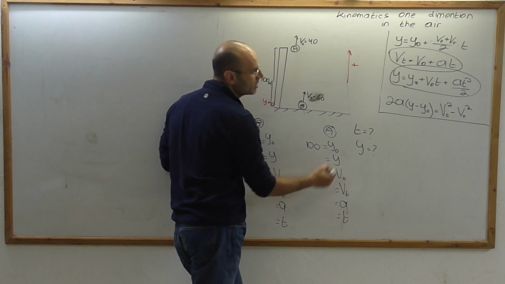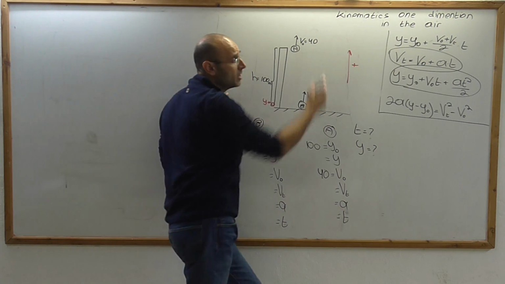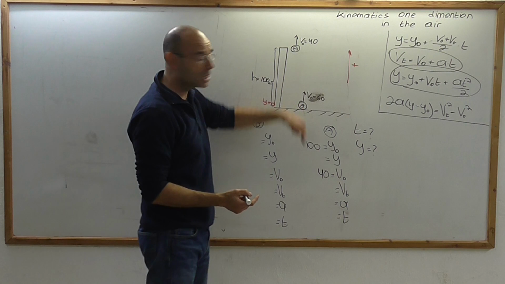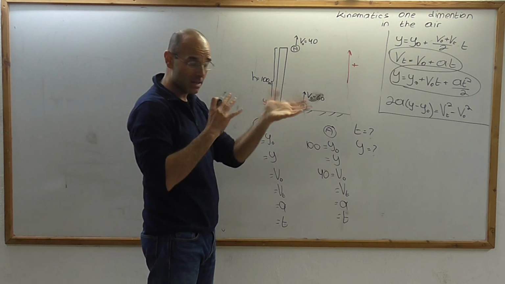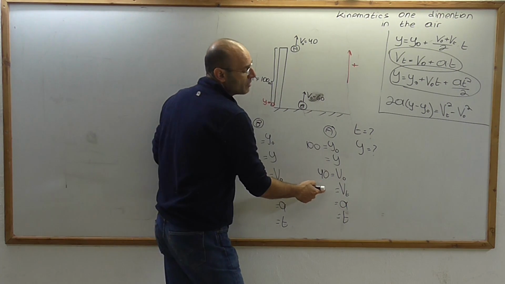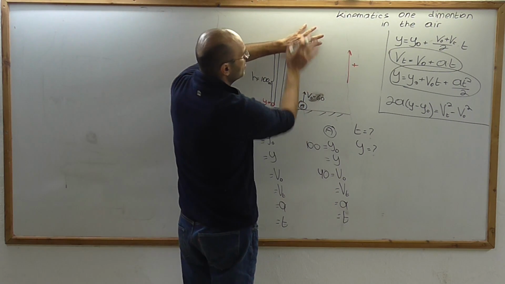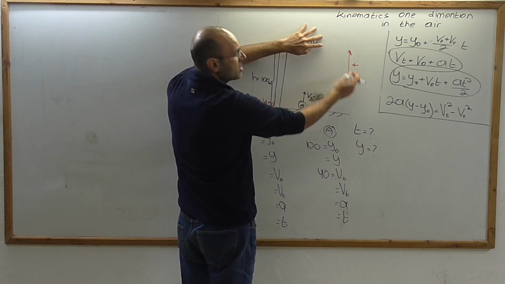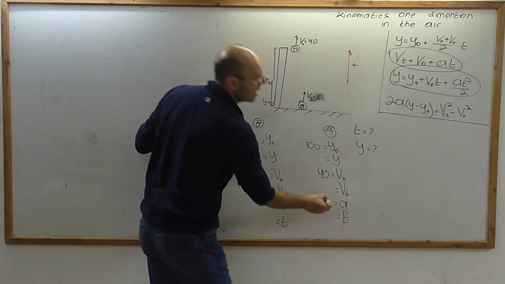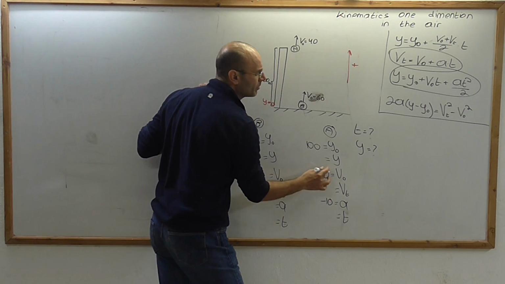v0 is plus 40 because it's the positive direction. If I threw it downward, it was minus 40. This is the difference. V final, I don't know. The acceleration, I don't care for the ball. I only look at this. If the positive is this direction, A is always minus 10.